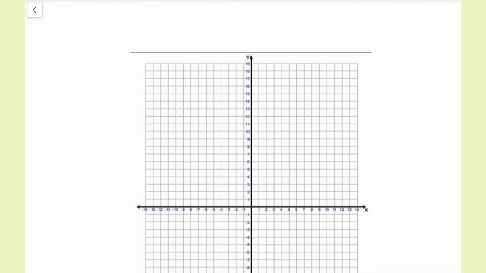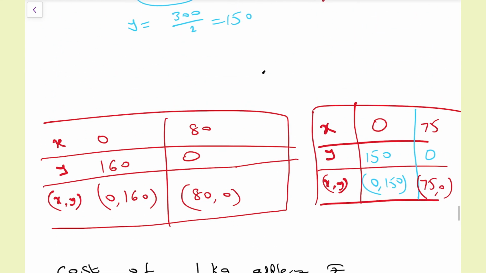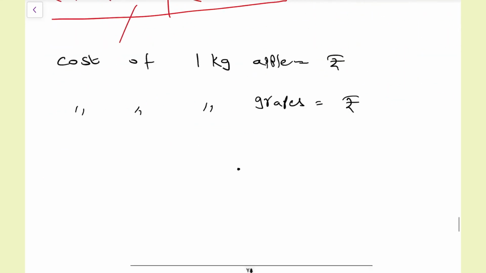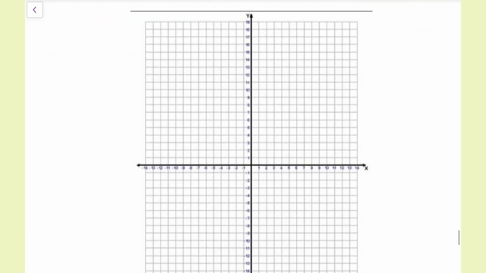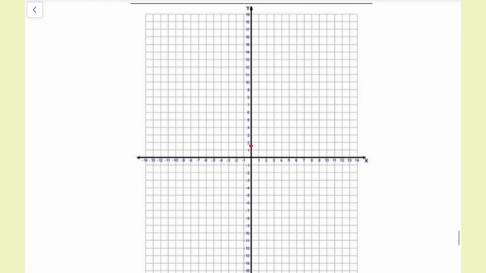Here also, 1 unit is there, right? So I am multiplying that by 100. So 1 means 100, 2 means 200, 3 means 300, like that. 0 comma 160 will be on the point 1.6. Next is 80 comma 0, on point 8. These two, with the help of a scale, we need to join. So we will get the line something like this.